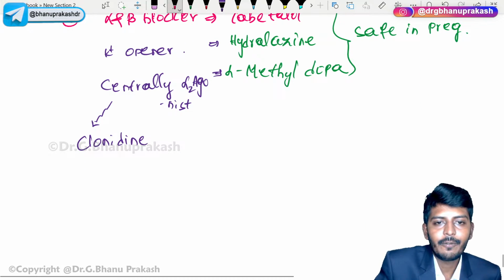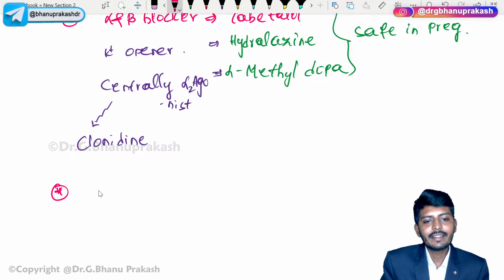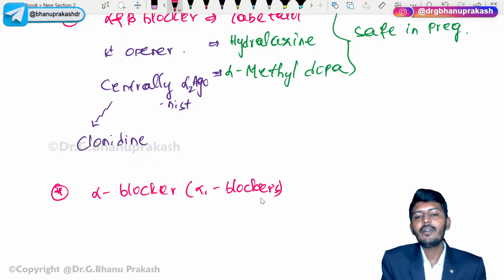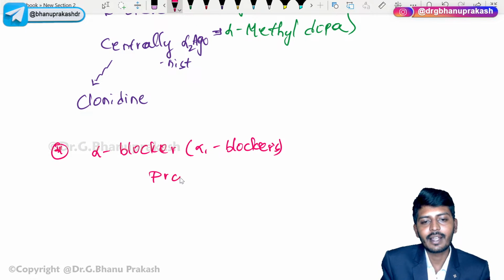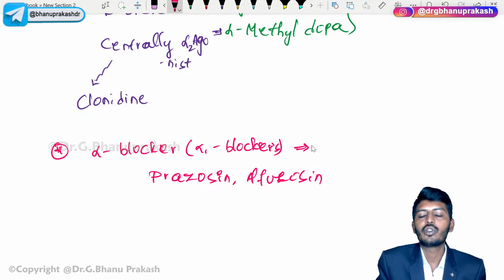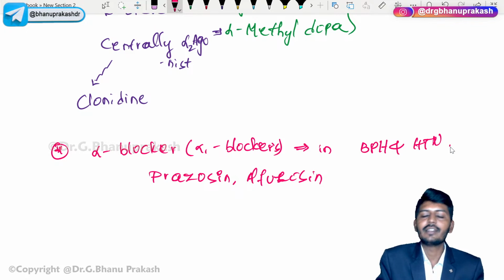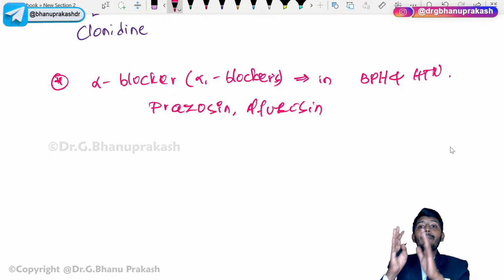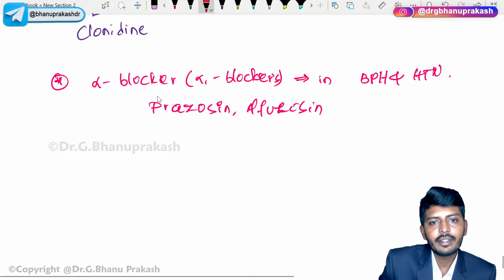Then we will get one more question. For example, alpha blockers, specifically alpha 1 blockers such as prazosin and alfuzosin. These are chosen in patients with benign prostatic hyperplasia and hypertension. This is also a very, very frequently asked question. Alpha blockers are used in BPH patients with hypertension. So that is your alpha blocker.